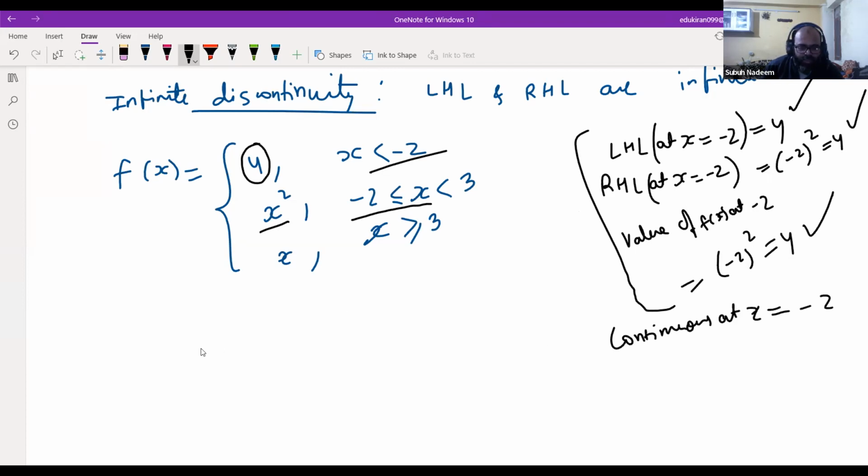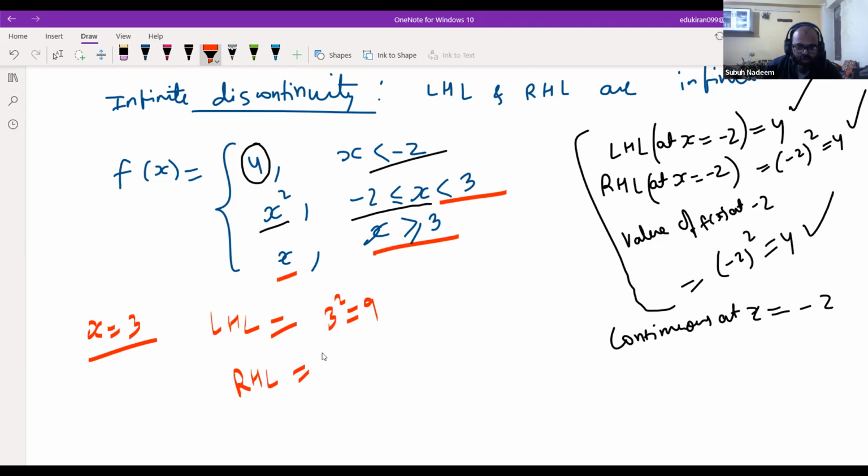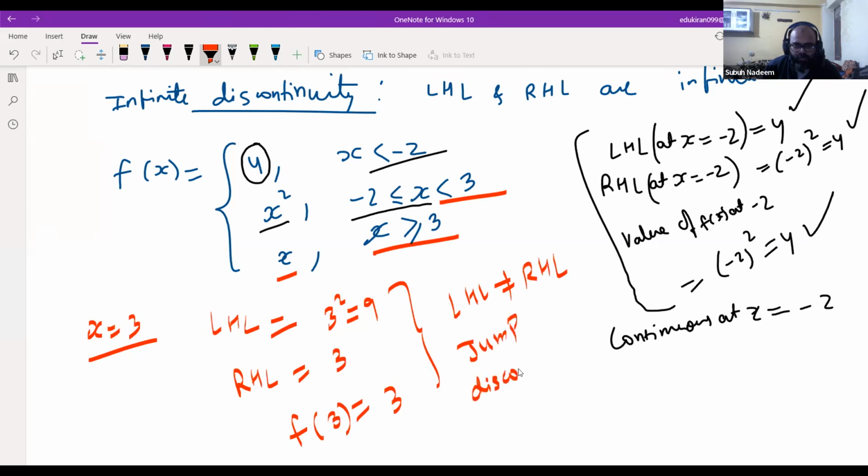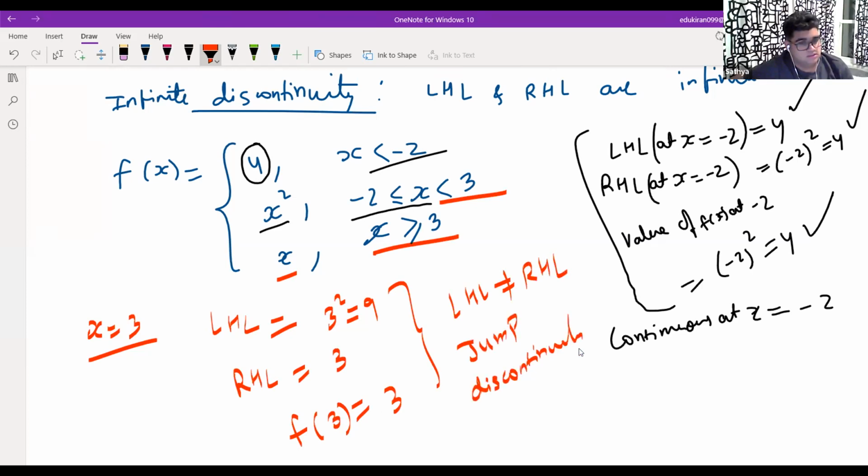But what about x is equal to 3? If you take x is equal to 3, the left hand limit will be, according to this definition, 3 square, 9, and the right hand limit will be, according to this definition, 3 only, and the value of the function at 3 will be, since equality is included, 3 only. So the left hand limit is not equal to the right hand limit here. So it is a jump discontinuity. Getting this? Yeah. So write this down.